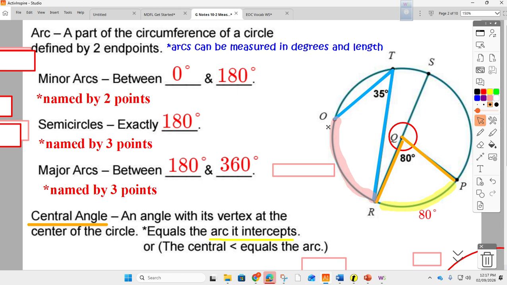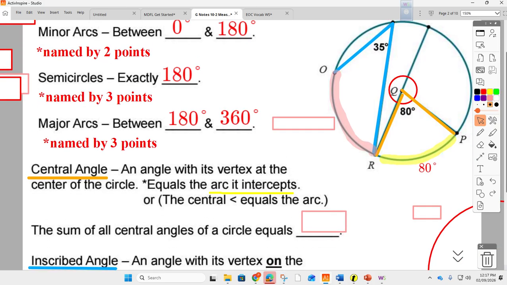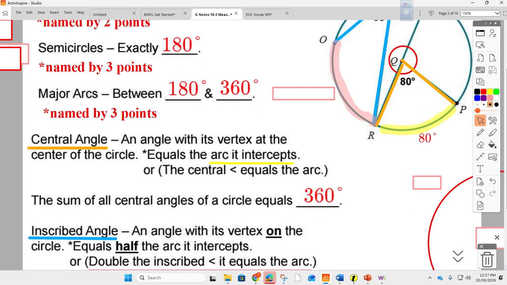Now, what is this angle called? This 35-degree angle here, its vertex is T, and it's not at the center. So it can't be a central angle. This is called an inscribed angle. Oh, by the way, I'll put that in there. We talked about that on Friday as well.